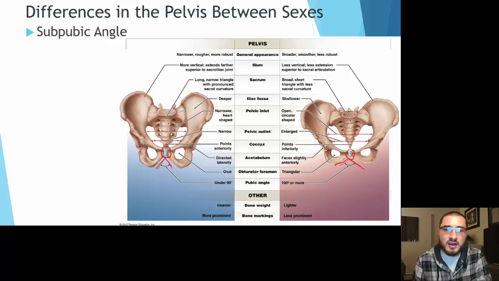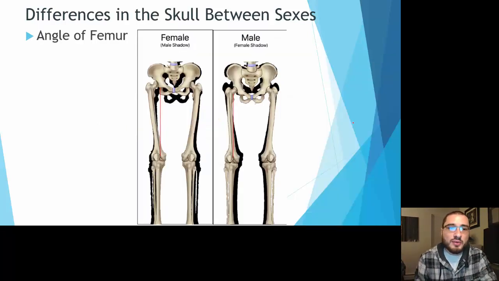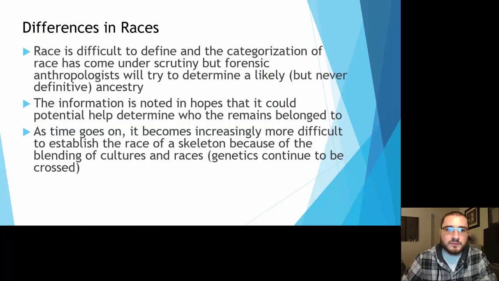We also see that this inlet is different between the male and the female. The shape is also different, where you see that in the female, it's a lot wider. Okay, again, more conducive for childbirth. When we look at the angle of the femur in the female, we have more of an angle to it. In the male, it's more of a straight femur bone.